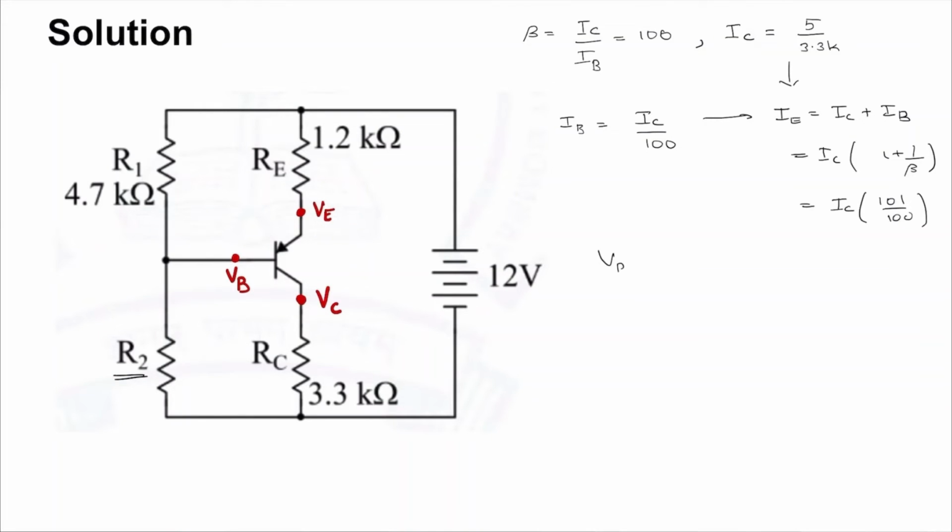Now, since we know what IC is, we know what IB is, and we know what IE is. And what is VB? Well, we have 12 volt here, minus the drop across RE, minus the drop across the emitter base junction. That is, VB is 12 minus IE into 1.2K minus 0.7. Since we know what IE is, we can calculate VB from here.